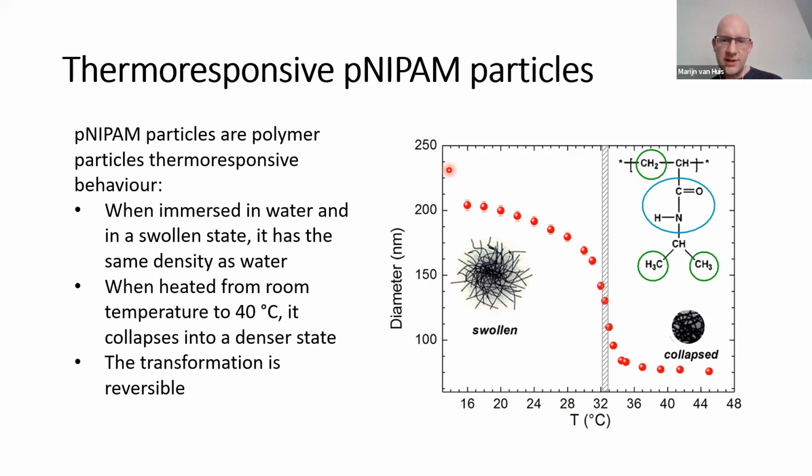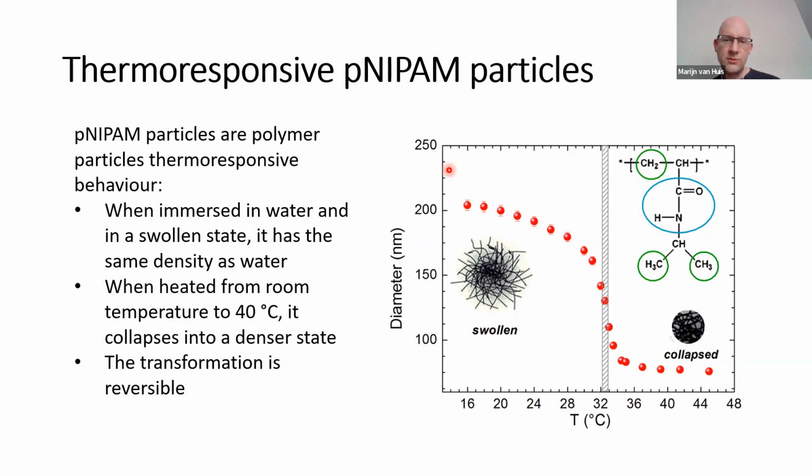So in a swollen state, it takes up more volume, all immersed in water. And when it's collapsed, it contracts and it uses less volume. This transition temperature is at a very convenient 32 degrees, which is typically called the LCST. So this is the transition temperature.